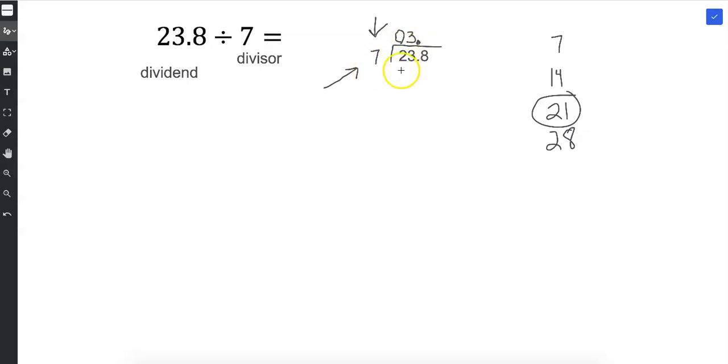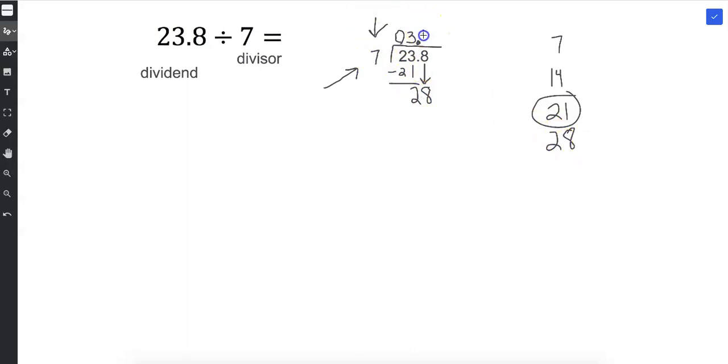Now 7 times 3 is 21. We put that below the 23 and we subtract it from 23. 3 minus 1 gives us 2. 2 minus 2 is 0. Now we cannot ask the question until we bring a number down. So I bring down the 8, and then I can ask the question, how many times does 7 go into 28? Well, 7 goes into 28 4 times.